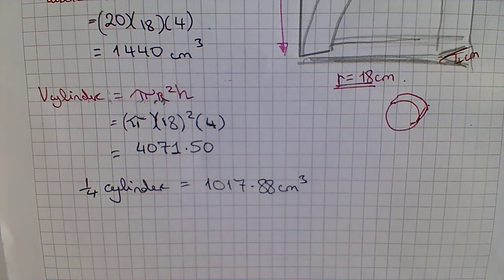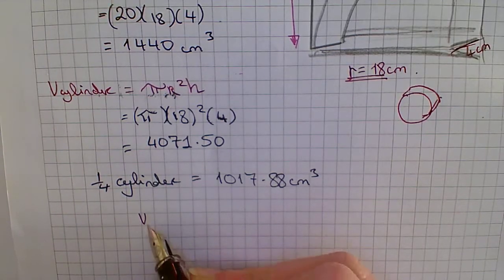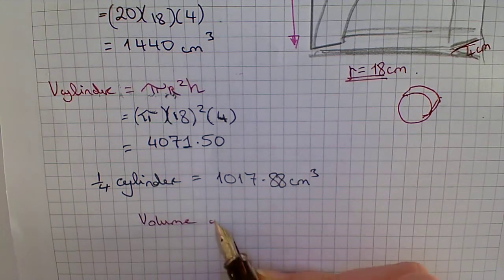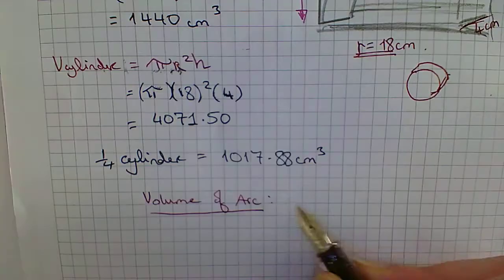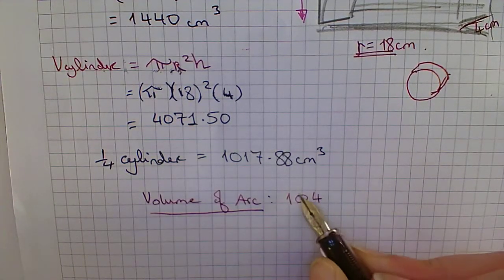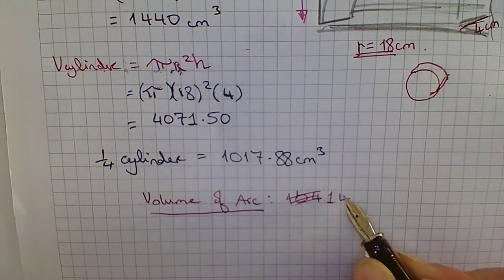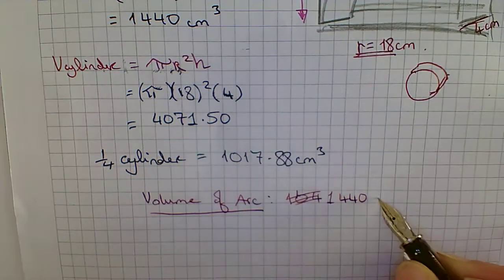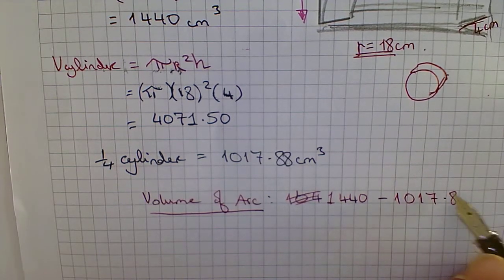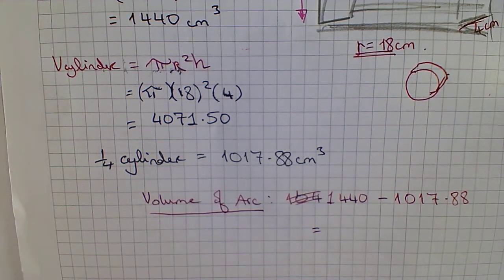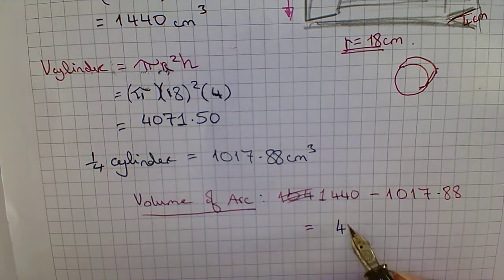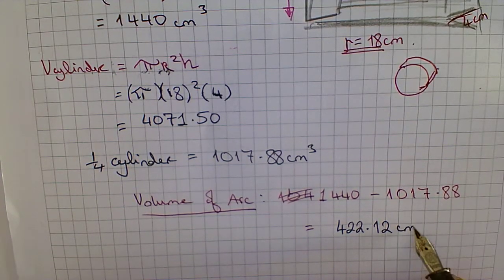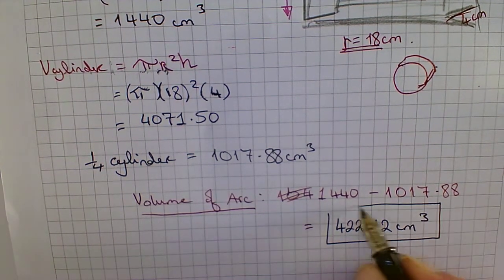So then the volume of the structure that we have here, the volume of the arc, this arc is going to be given by 1440, this answer up here, take away 1017.88, and that will be my final answer. And we get 422.12. Don't forget your units, centimetres cubed.